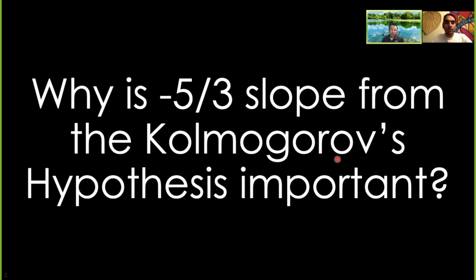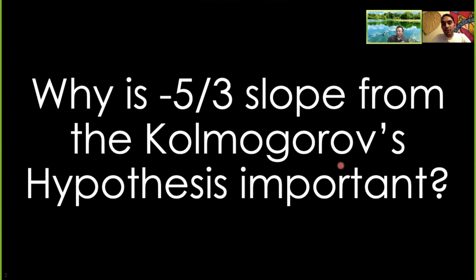Okay, so before I start, I want to ask everybody a question. Why is the 5/3 slope from Kolmogorov's hypothesis important? Can somebody just give me a brief answer, if you don't mind? Why is the 5/3 slope important? Anyone? Okay, in that case, I can answer it.